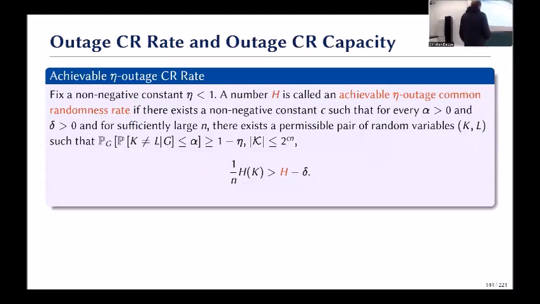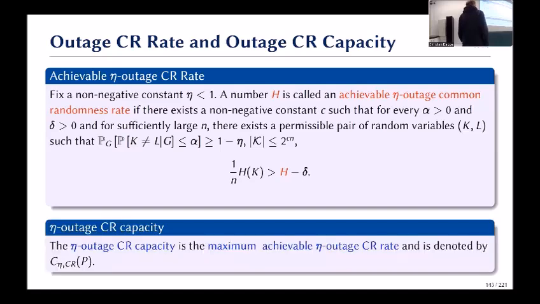And we get that an achievable outage common randomness capacity is defined, that's the definition of the achievable common randomness capacity. Again, like before, a number H is called an achievable outage common randomness capacity rate, if there exists a non-negative constant C, such that for every alpha and delta greater than 0, there exists a permissible pair of random variables K and L, such that the error probability is small and that this is a rate.